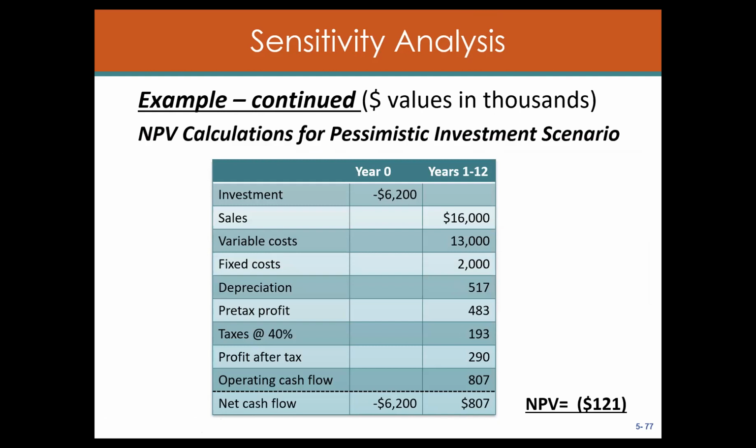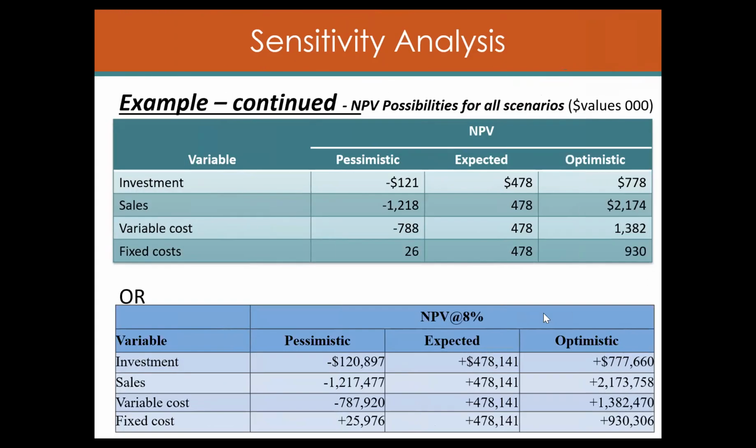Then what do we do? We run a sensitivity analysis over here, NPV calculations for pessimistic investment scenario. Like that you do for optimistic and for average also. I'm just showing you pessimistic scenario. You use the NPV over here, same pessimistic figures you take, the net present value is a negative 121,000. Like that, I take the optimistic figures, I take the average figures for all possible scenarios.